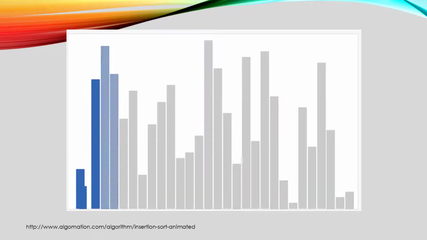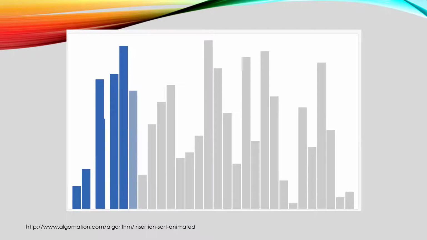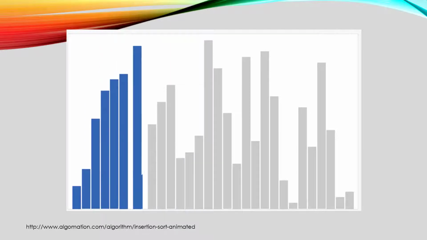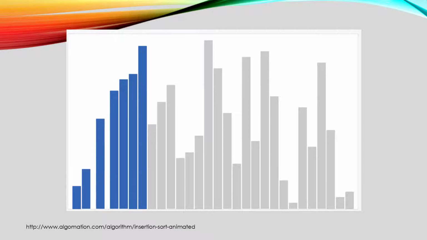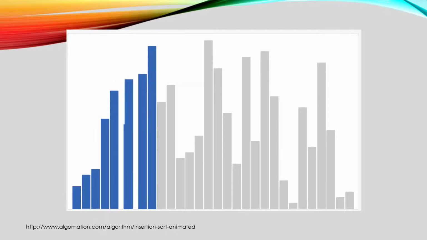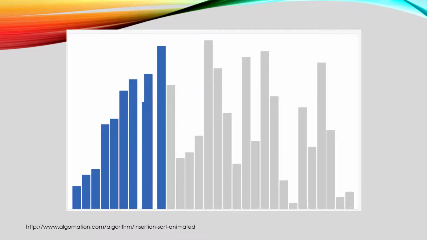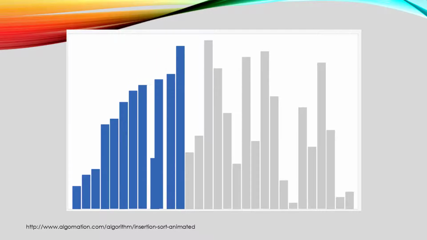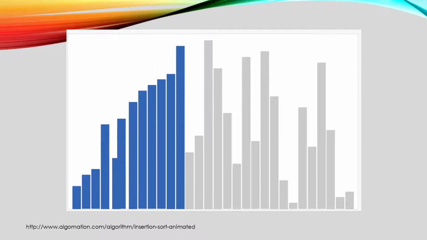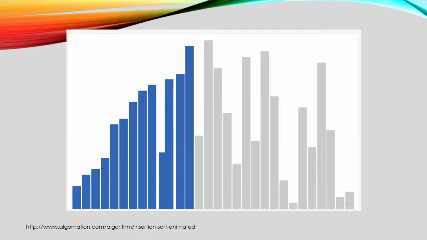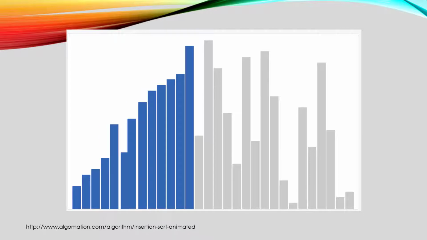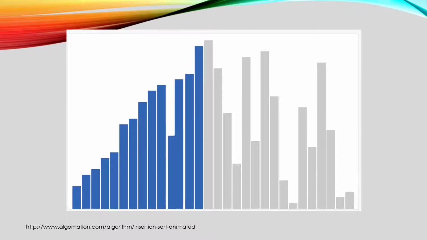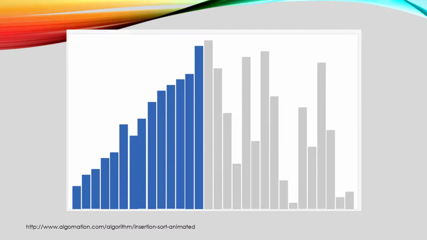Here is an animation of insertion sort. The blue bars are the sorted portion of the array. Each time something gets added to that, it gets swapped with its neighbor to the left until it's in the right position in the sorted part of the array. So that may mean that it stops because it hits a bar that is smaller than it, or it may mean that it stops because it gets all the way to the beginning of the array.